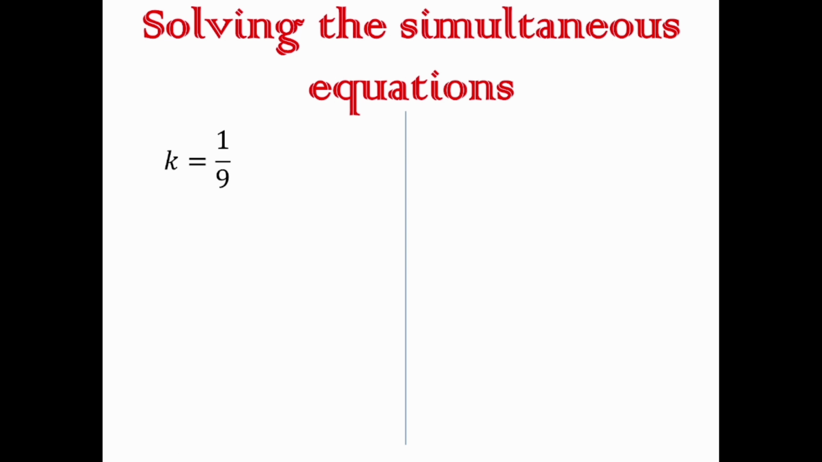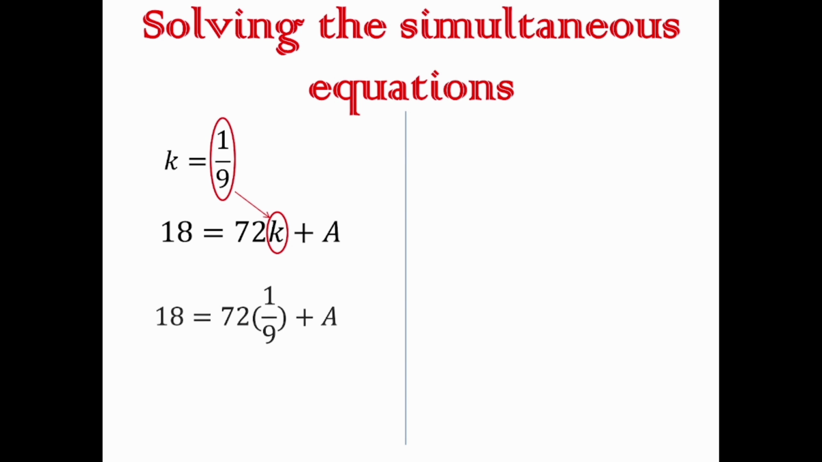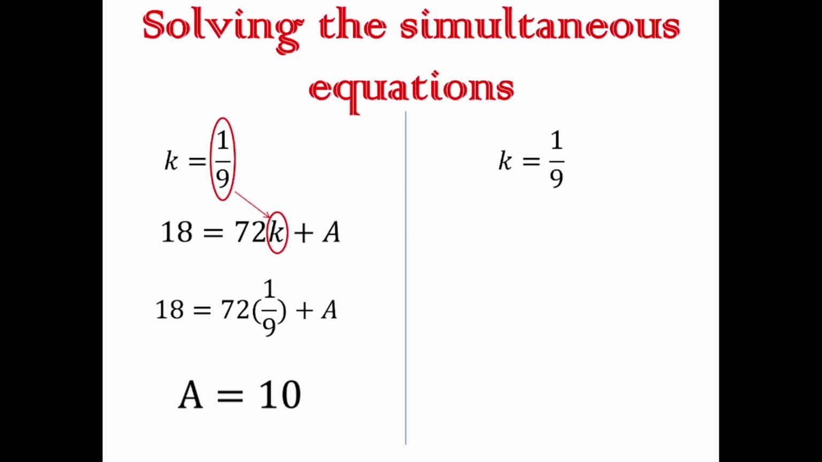So we have k is equal to 1 over 9, and we have our equation for velocity that has both A and k. If we put the value of k back into the equation for velocity and simplify, we get that 18 is equal to 72 times 1 over 9 plus A. And if we work that out, you're going to get a value for A to be 10. So having done this, we've gotten all our constants: k is 1 over 9, B is 24, and A is 10.